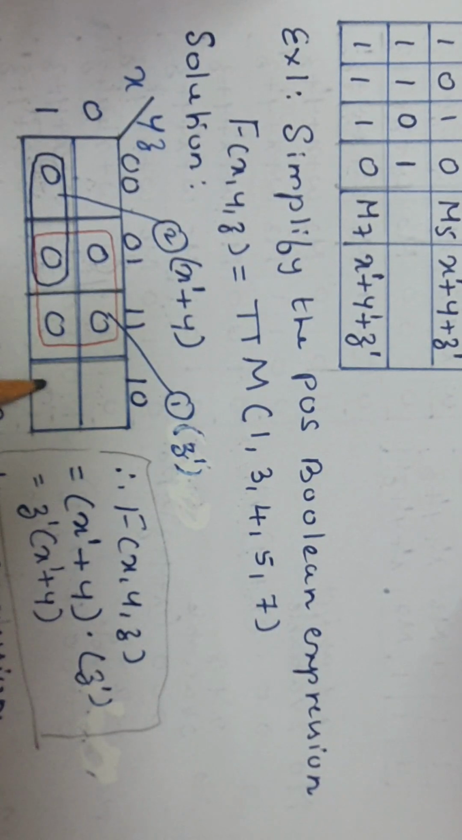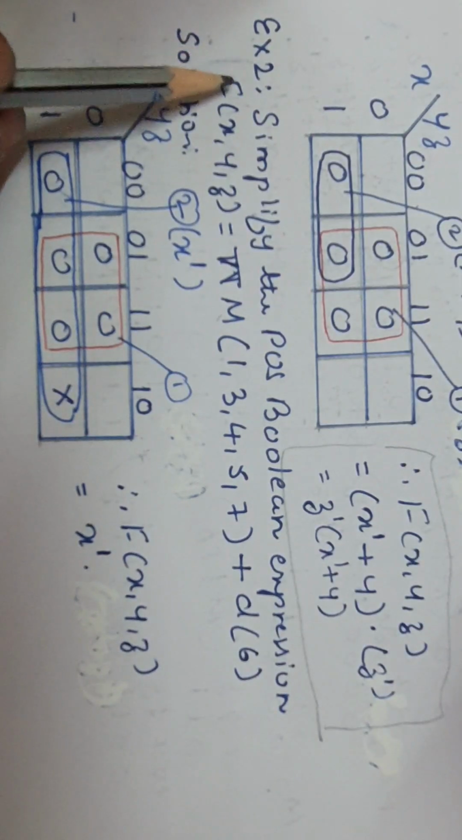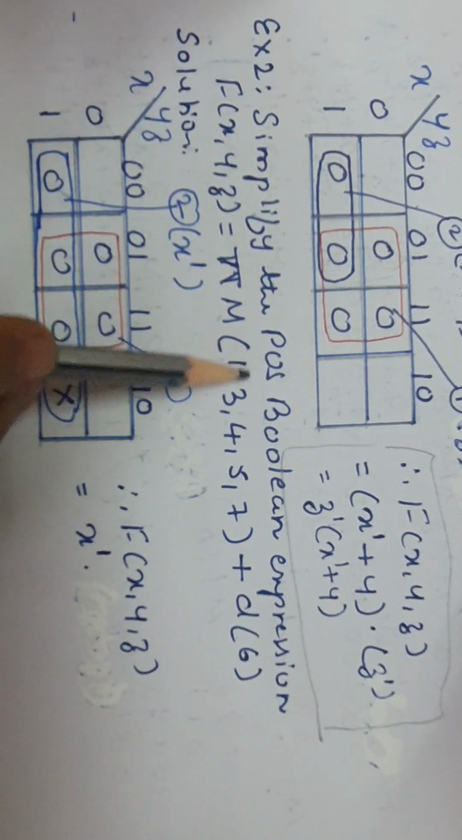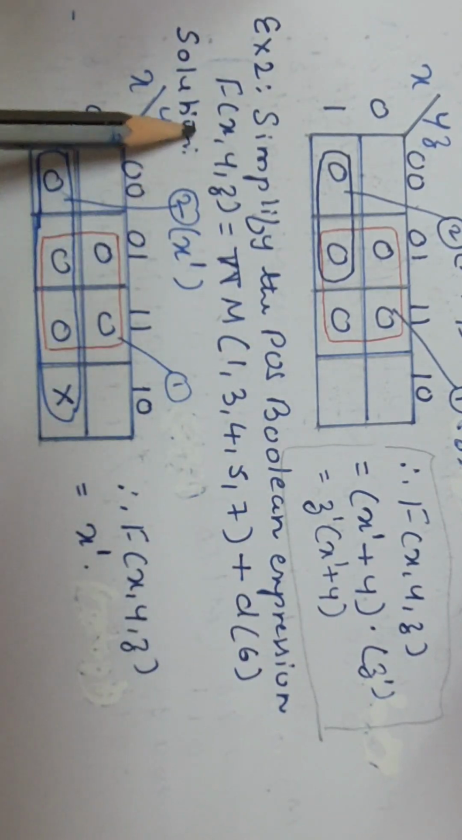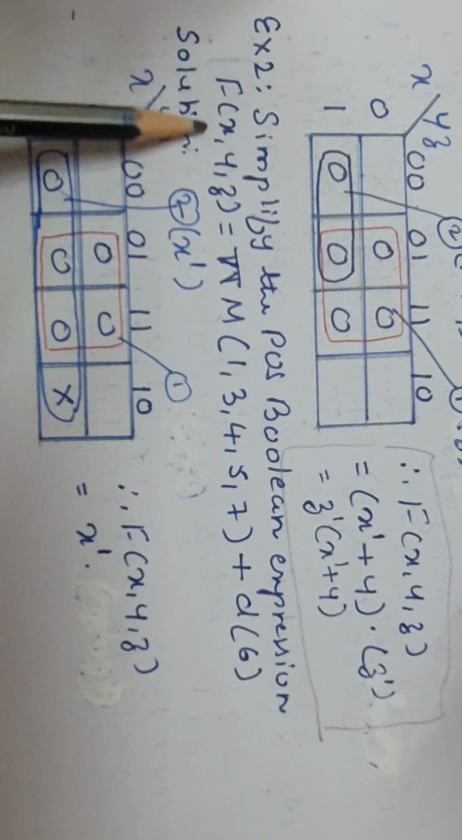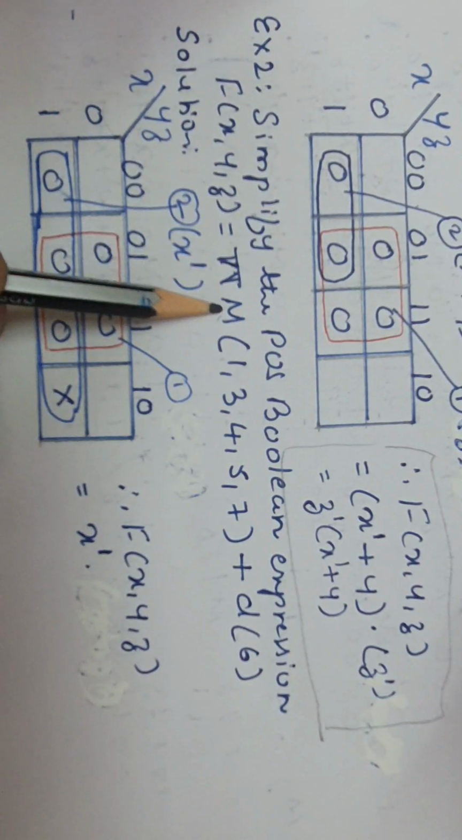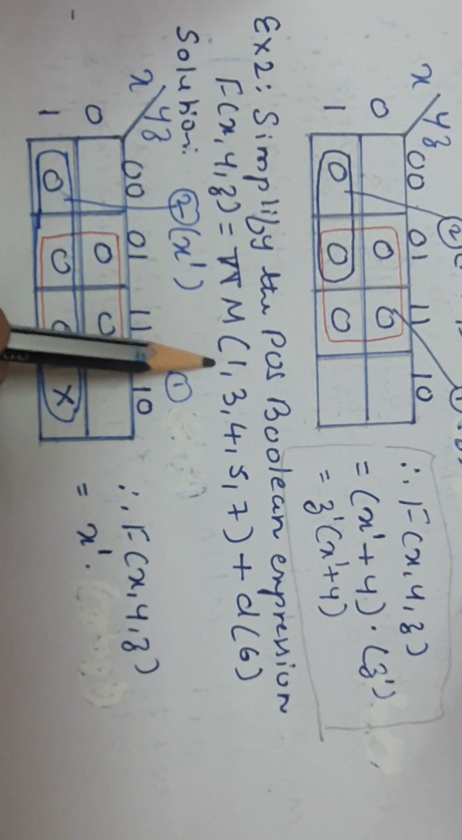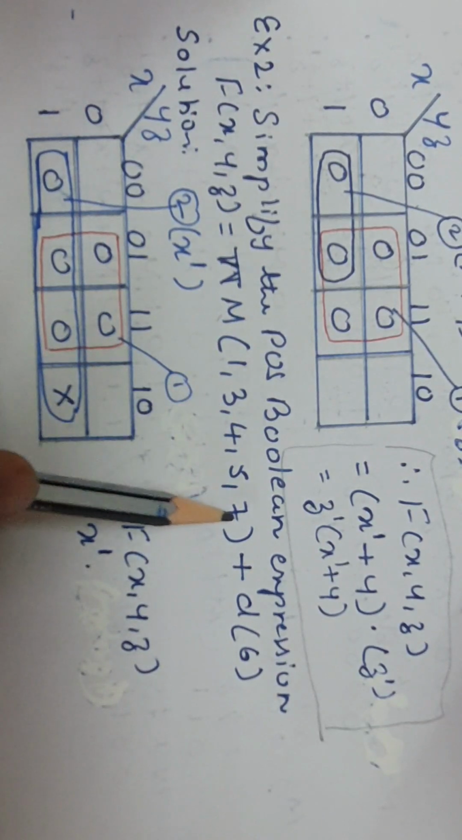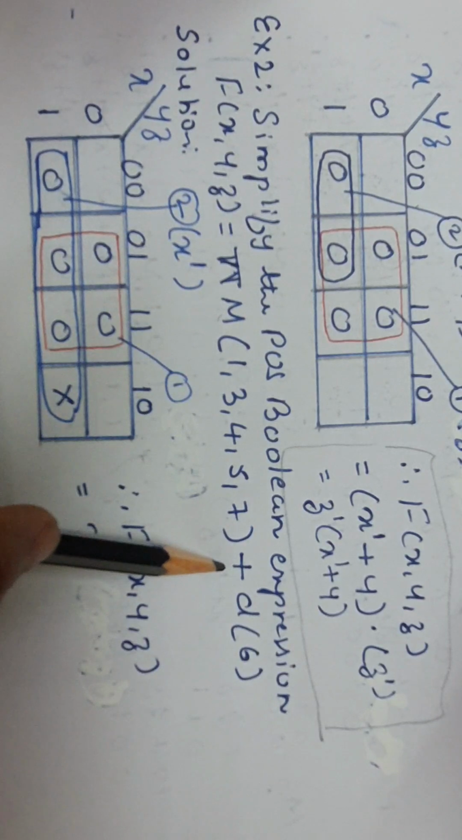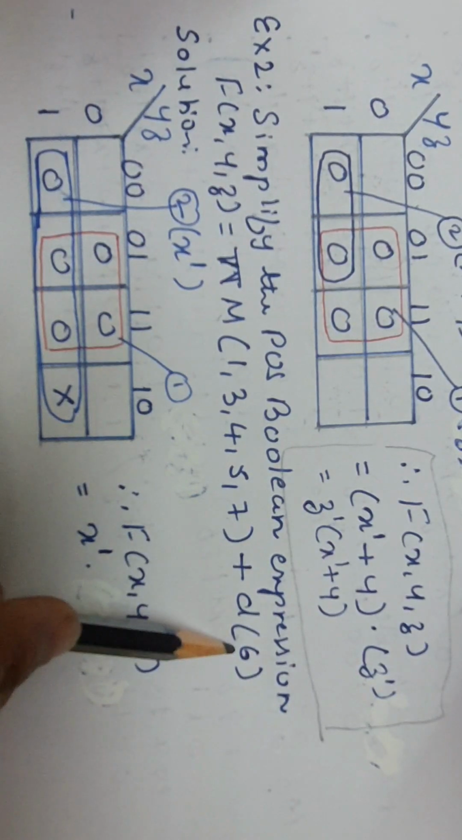That completes the first problem. Then example 2. Simplify the given POS Boolean expression using kmap. F of x, y, z is equal to this product of max terms. So which are the max terms? Here 1, 3, 4, 5, 7. Same as previous. Plus 1 don't care condition, 6, it is having.